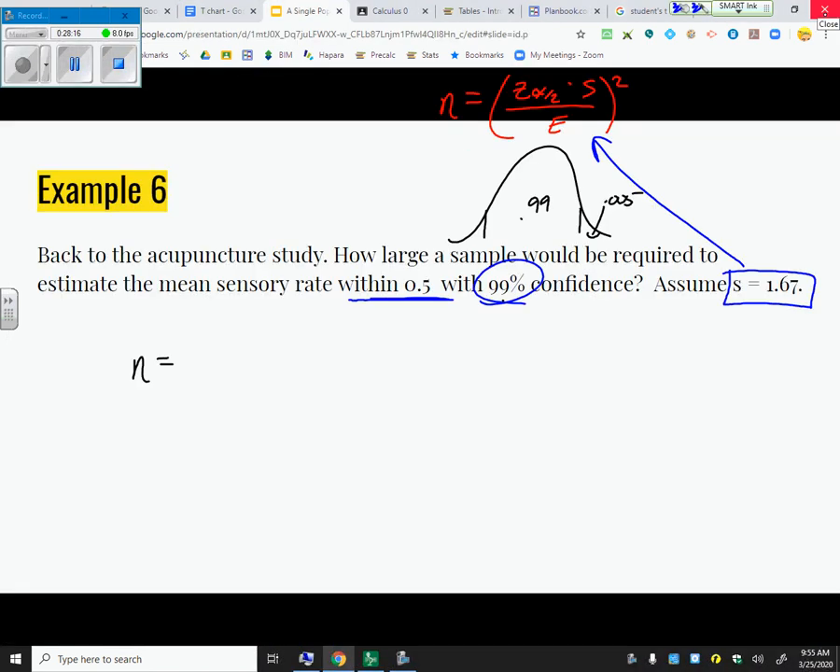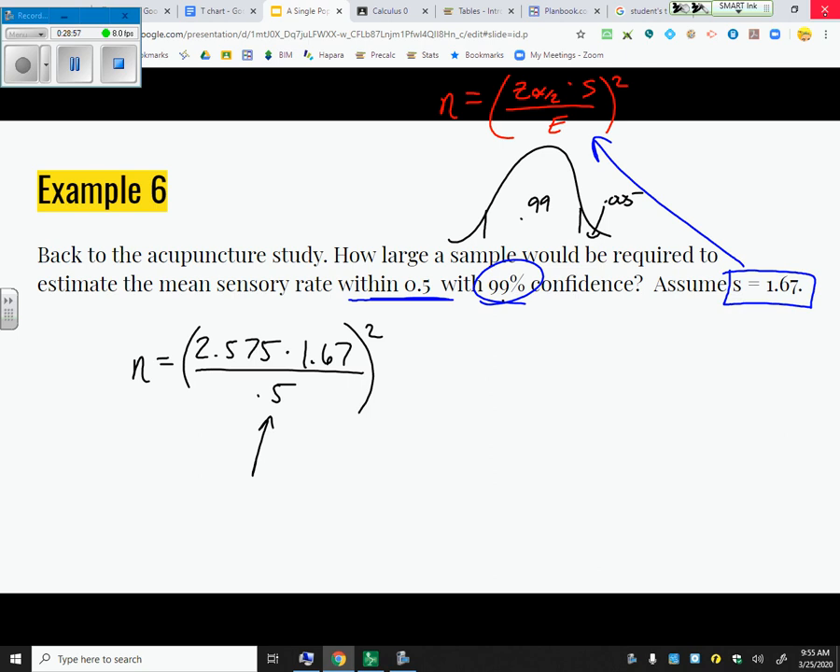So 2.575 is what we said, times my standard deviation, 1.67, all over my error. Now, this is actually my error on this one. We're talking about mean. I'm wanting to be half a point off on my sensory rate right here. Suppose that we're, what was the other one that we did? Number of hours we watch TV. Suppose I want to be within 4 hours off. I would drop the 4 right here. So that one does not have to be a percentage, because we're talking about mean.